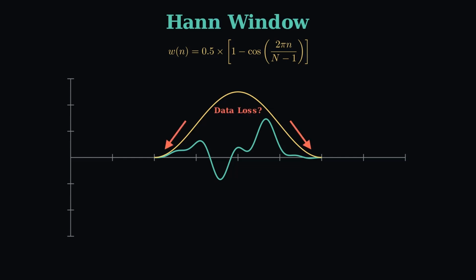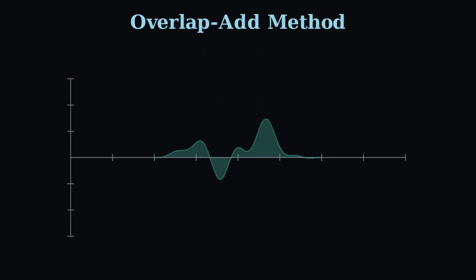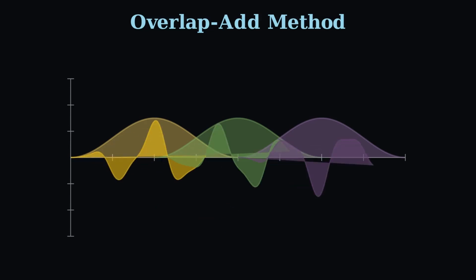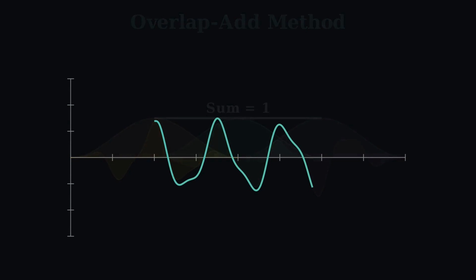To solve that, we implement overlap add. Instead of jumping forward by 1024 samples, our loop only steps forward by 512 samples, which is a 50% hop size. When the inverse FFT converts these modified frequencies back into real sound waves, these overlapping fades are added back together. The overlapping curves sum up to exactly 1 across the entire timeline, and this keeps our audio perfectly seamless, continuous, and still without clicks.